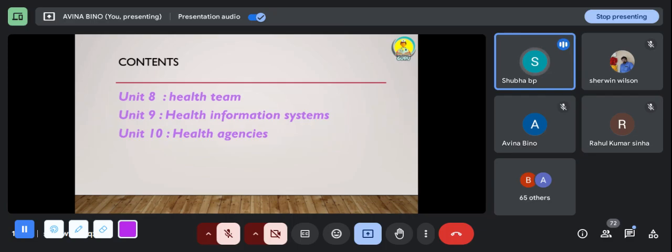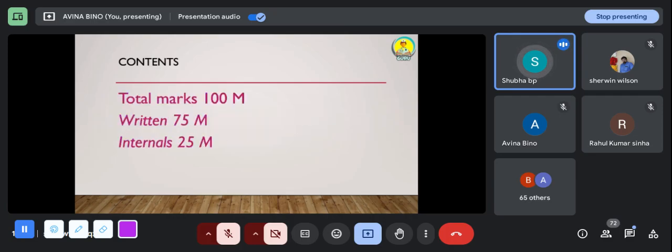So in your syllabus there are a total of 10 units. In these 10 units you have to write the exam for 100 marks. Of the 100 marks, the written exam is for 75 marks and 25 marks is for internals. So the total is 100 marks: written 75 marks and internals 25 marks.